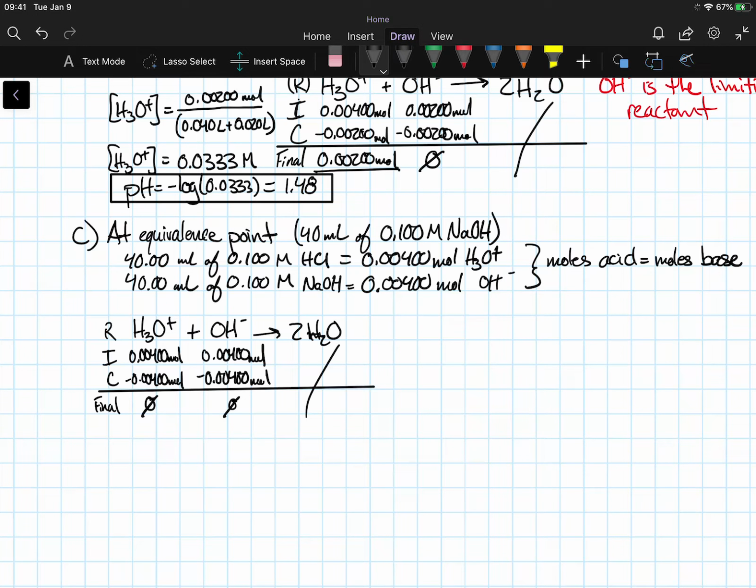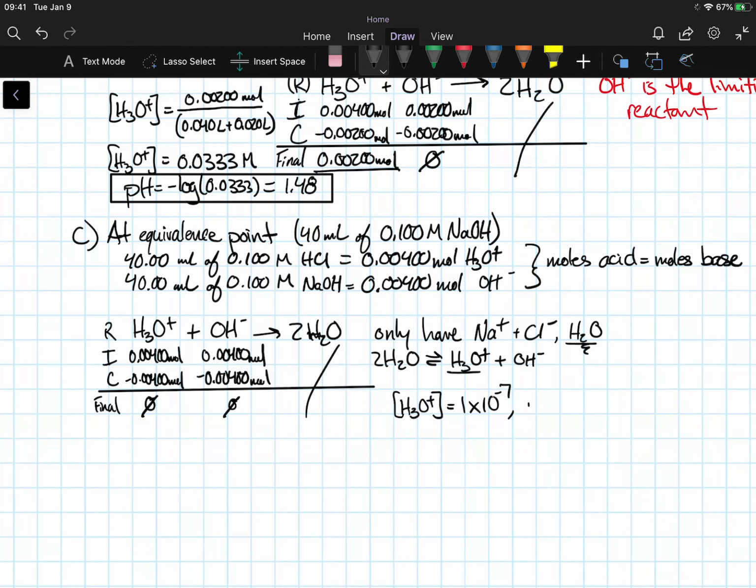Well, the only thing in the beaker is Na+ and Cl-, which don't do anything to the pH. The only other thing in the beaker is H2O. And we know that water can auto-ionize in an equilibrium to form H3O+ and OH-. So our pH is only dependent on that concentration of H3O+, which has the auto-ionization constant Kw. If you remember the auto-ionization of water, the H3O+ concentration is just 1 times 10 to the negative 7th. So our pH is the negative log of that, and our pH is 7.